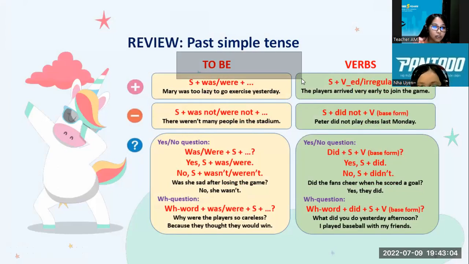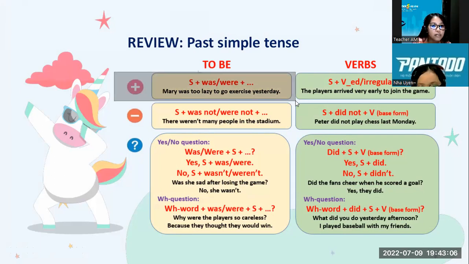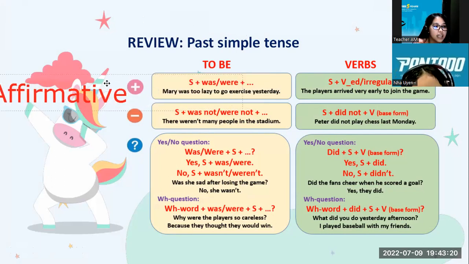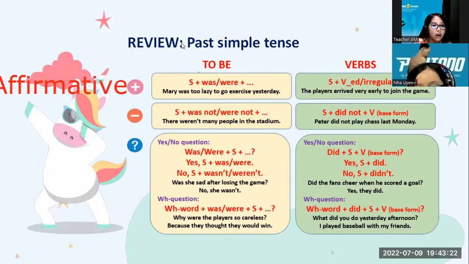So now, Uyen, let's review past simple tense. Okay, so we have here to be the affirmative one. When you see this sign, Uyen, this is what we call affirmative sentence. Okay, let me write this one. This is affirmative. Okay, so we have here the structure, subject plus was or were. For example, Mary was too lazy to go exercise yesterday.